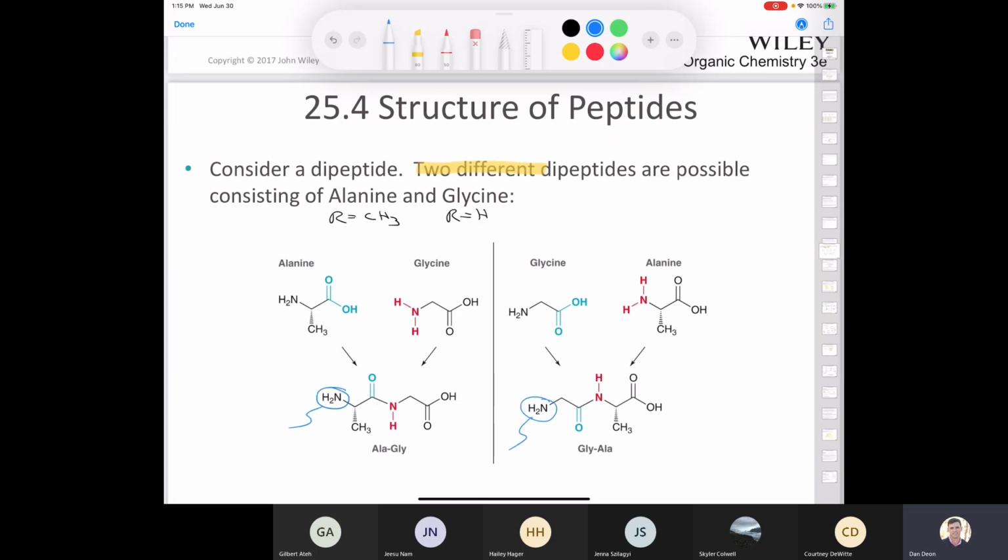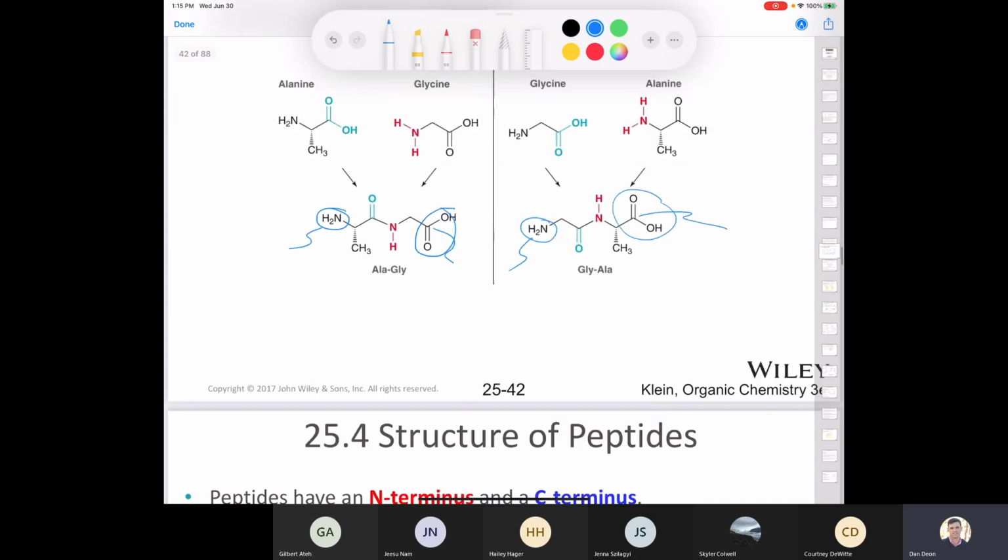And we call that the N-terminus. And they both have a carboxyl on the far right-hand side, and the carbon of the carboxyl, we call that the C-terminus. So the N-terminus and the C-terminus. And if you're wondering why I said terminal, it's because sometimes people call it the N terminal and the C terminal. So let me show you over here.